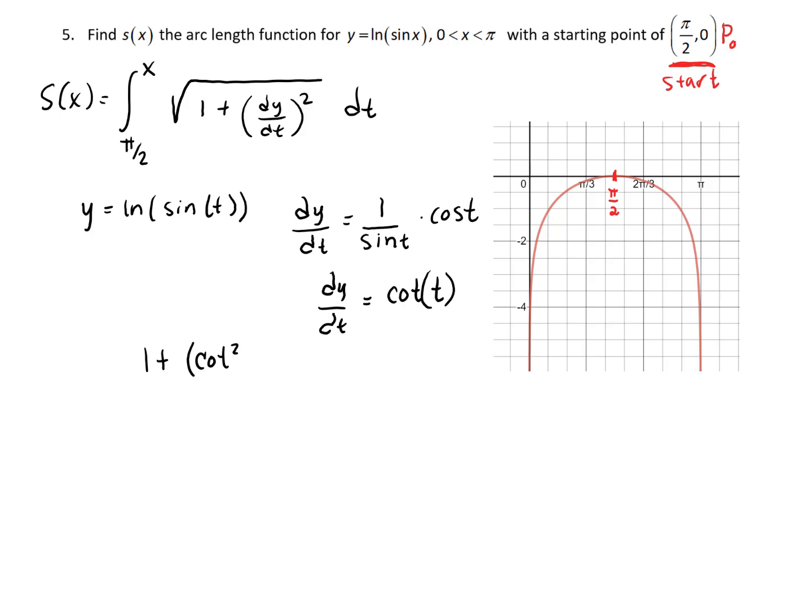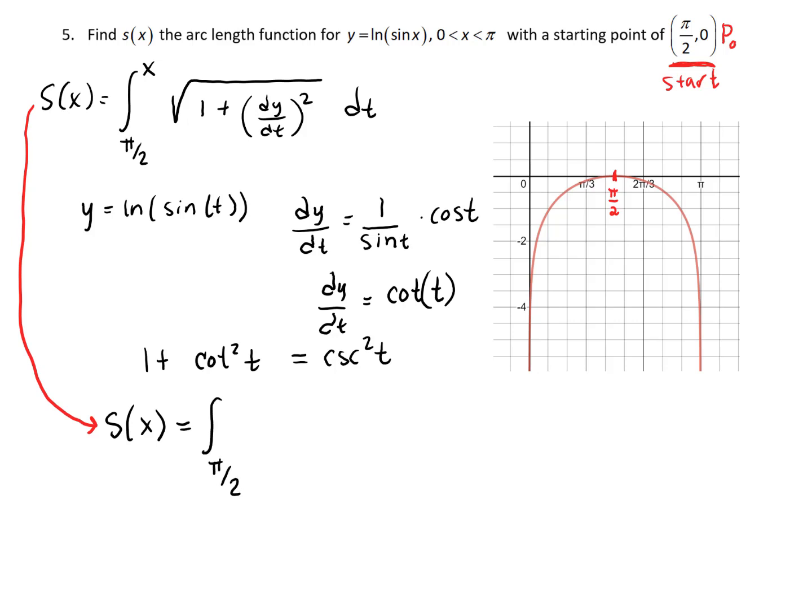So 1 plus, we're actually going to end up squaring, so I can get rid of that parenthesis, cotangent squared of t. So 1 plus the cotangent squared of t. But that is actually the cosecant squared of t. So just applying some trig identities here. And now let's go back to our definition of our arc length function. Plugging that in for this particular function, s of x is going to be equal to the integral from pi over 2 to x of the square root of the cosecant squared of t dt.